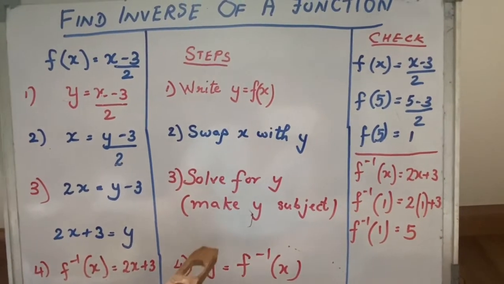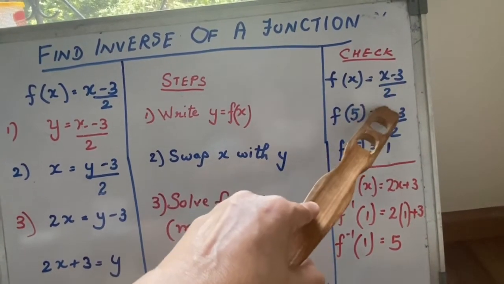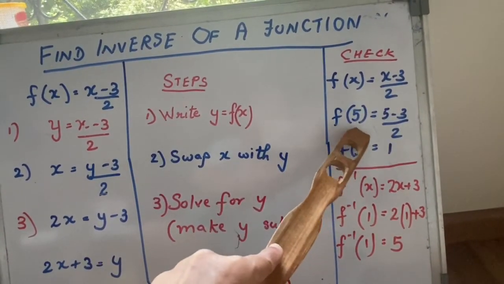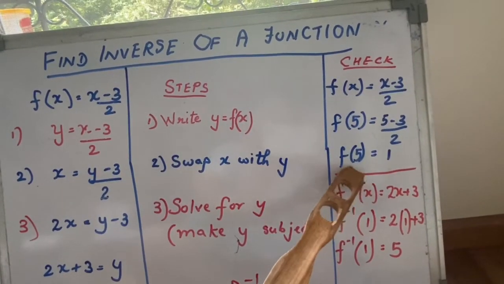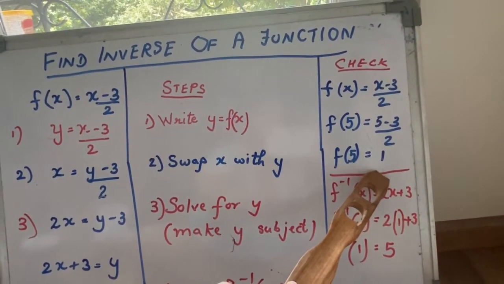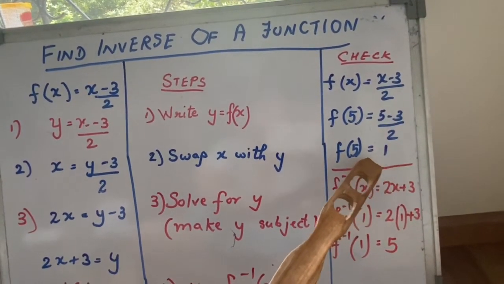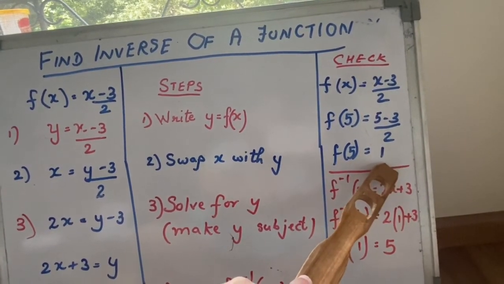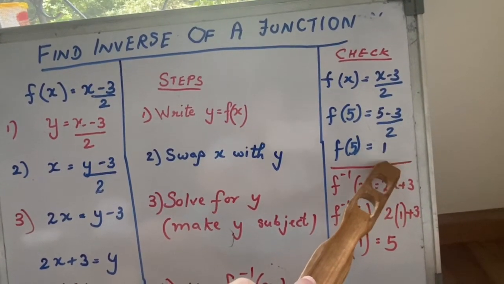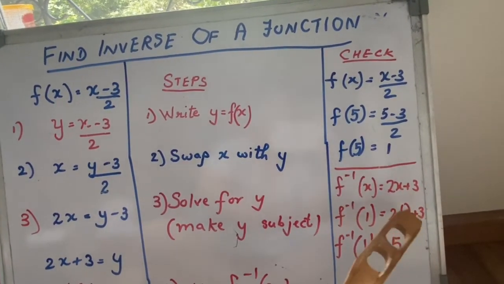Let's check for this function. The given function was f of x is (x minus 3) by 2, and I want to find out f of 5. So I replaced x with 5 and I got f of 5 as 1 when I solve it. Now for the inverse function, as I told you, my input was 5 and my output was 1. For the inverse, my input should be 1 and my output should be 5. So let's check it out.